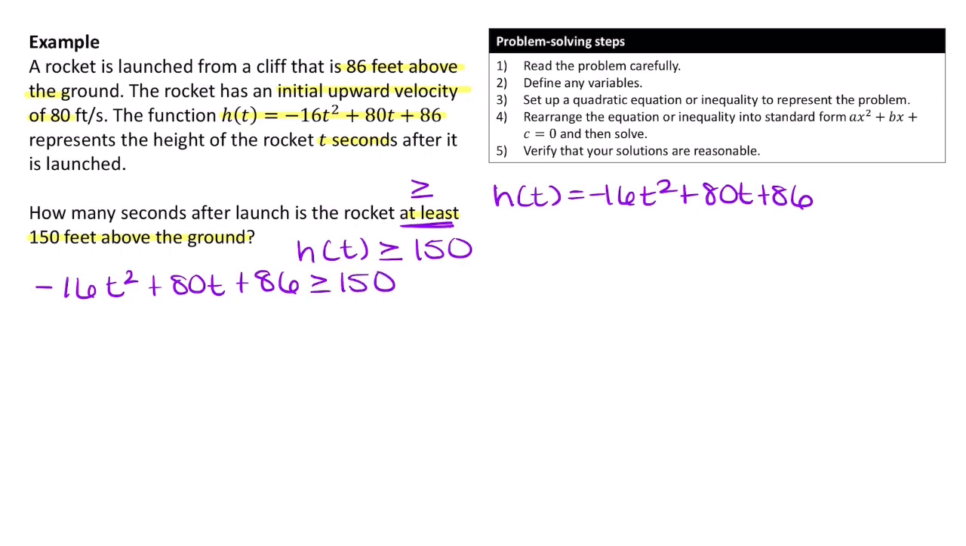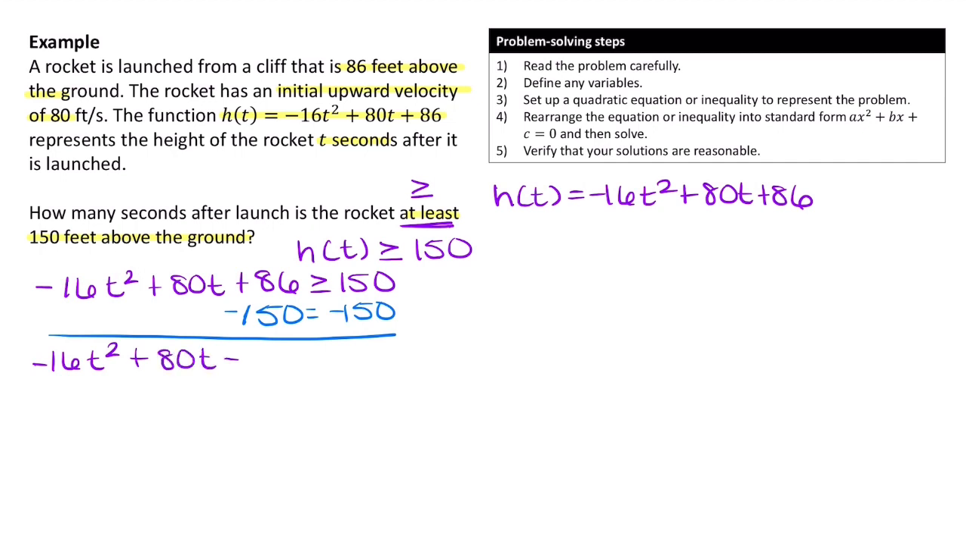150. So remember, I can solve this if it's in standard form, so I can do that by subtracting 150 from both sides. And when I subtract 150 from both sides, I get negative 16t squared plus 80t plus 86 minus 150, which is minus 64, and that's greater than or equal to 0. So if I solve the corresponding quadratic equation, negative 16t squared plus 80t minus 64 equals 0, I can start to figure out what is going on with this rocket.